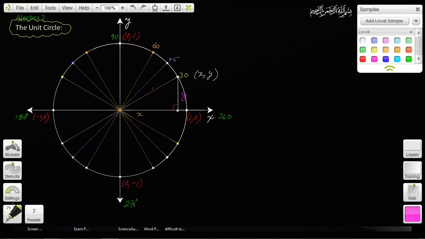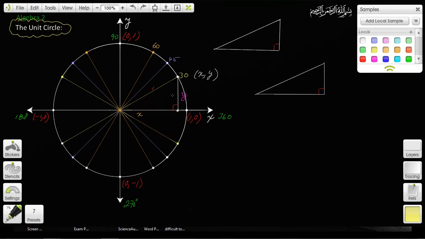Now, every ordered pair corresponds to a side length of a triangle. Think about that for a second. Every ordered pair here corresponds to a side length of a triangle. For that 45-degree triangle, for example, this is the x value and that's the y value. Correct? So every ordered pair will correspond to some side lengths of a triangle.